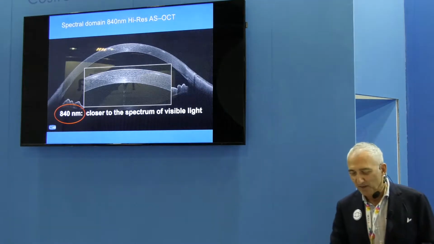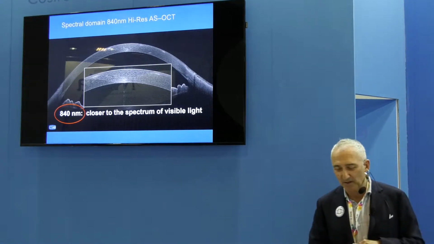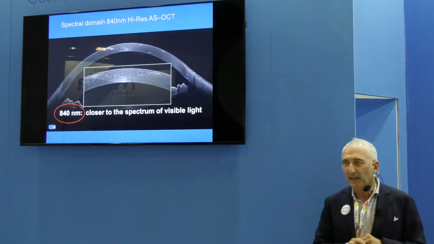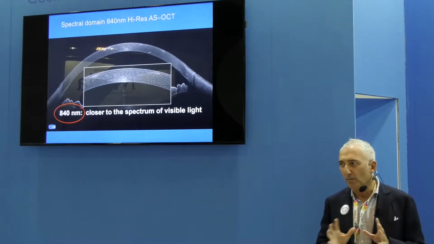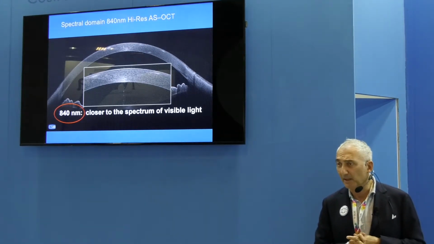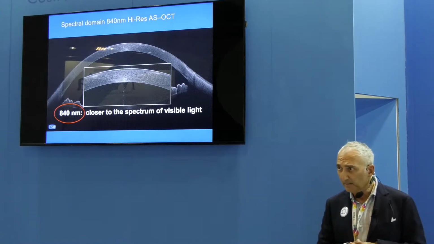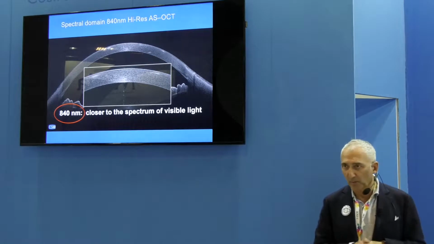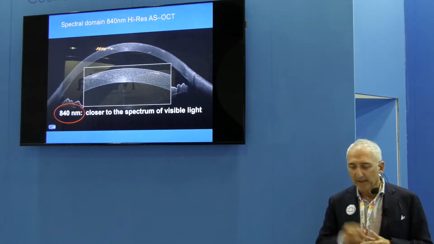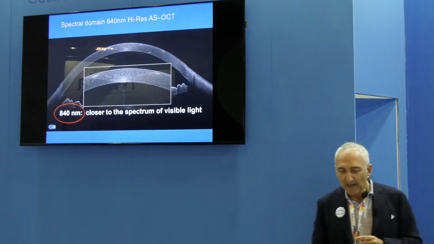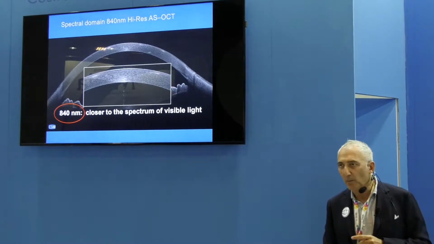There were some characteristics about the instrument, but anyway, the two most important characteristics of this instrument, I believe, are its frequency, 840 nanometer light, and that it allows us to see opacities very well.